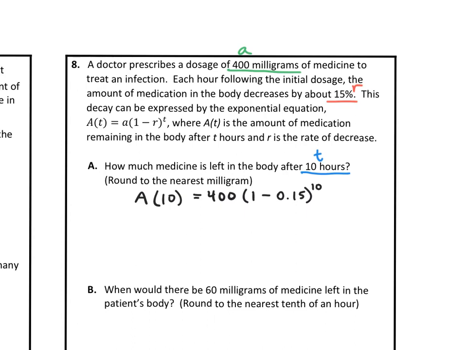Now, what we can do again is subtract. If you want, we can simplify this parentheses here just to make it a little bit less confusing. So I'm going to copy everything and rewrite the parentheses. And what's 1 minus 0.15? That's 0.85. Now, can we plug this into our calculator? What's 400 times 0.85 to the power of 10?